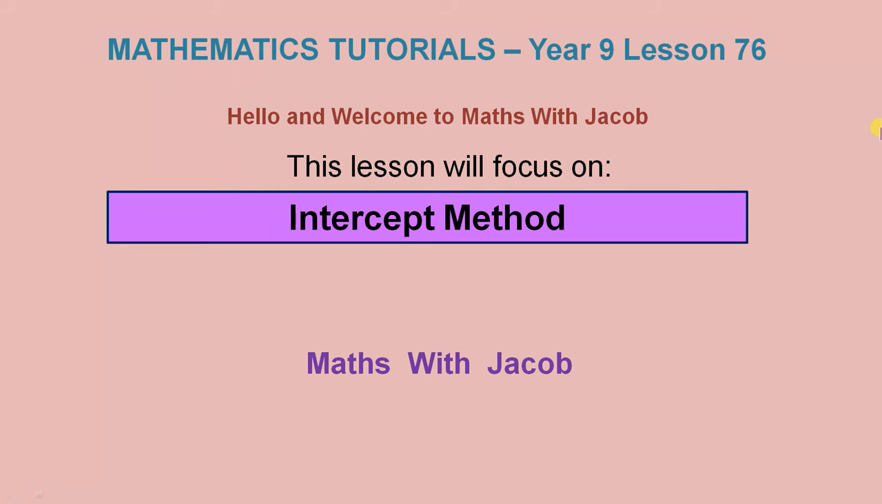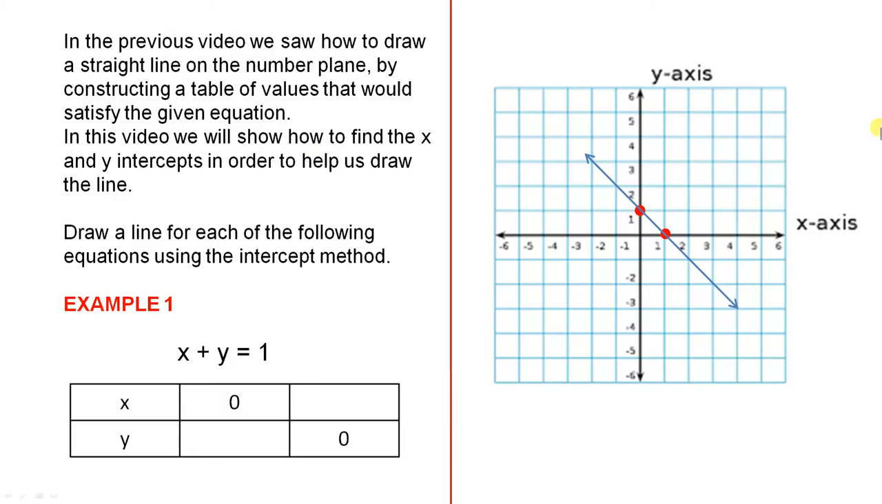This lesson will focus on Intercept Method. In the previous video we saw how to draw a straight line on the number plane by constructing a table of values that would satisfy the given equation. In this video we will show how to find the x and y intercepts in order to help us draw the line. So let's see what we're required to do.